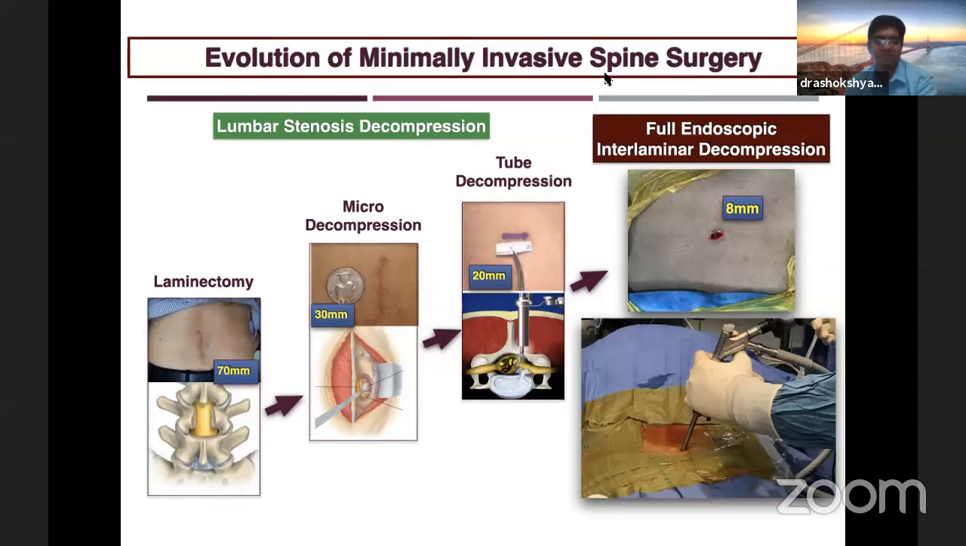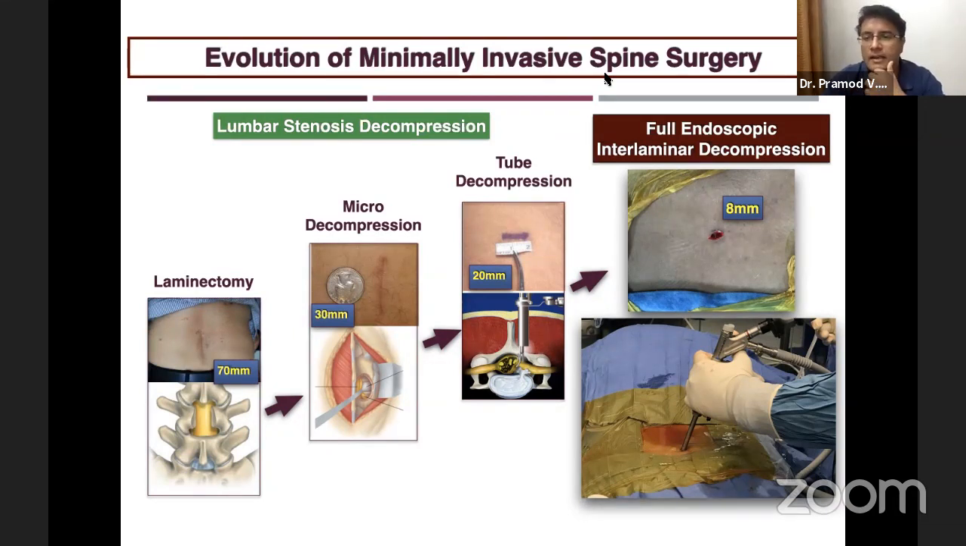Okay, go ahead. Okay. So if you look at the evolution of minimally invasive spine surgery, the entire focus towards the development of the technique has been to minimize the access-related injuries. That is to minimize the soft tissue injuries and to minimize the amount of bone which is resected to access the pathology. Whereas the rest of the technique remains the same. So full endoscopic interlaminar approach lies at one of the top ends of this evolution. And one of the added advantages of this technique is the use of irrigation fluid.